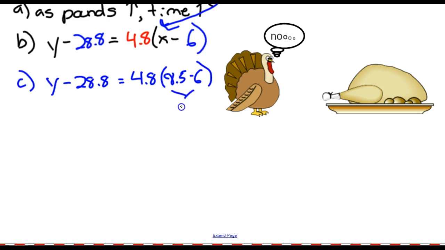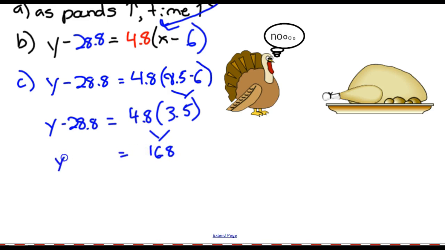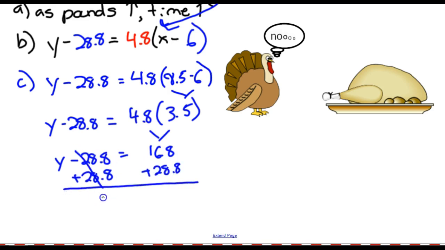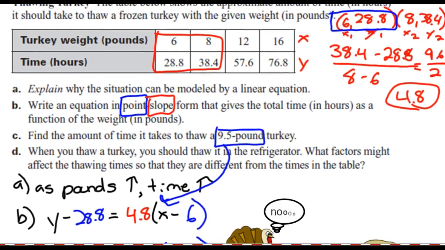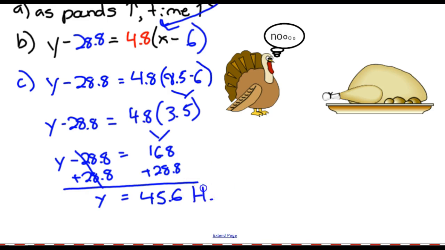Now if we do 9.5 minus 6, that's going to give us 3.5 times 4.8. 4.8 times 3.5 is going to give us 16.8 equals y minus 28.8. So we've got to get y by itself, so we're going to add 28.8. We get y equals 16.8 plus 28.8. We get 45.6. Now we said that this is the time in hours, so 45.6 hours.